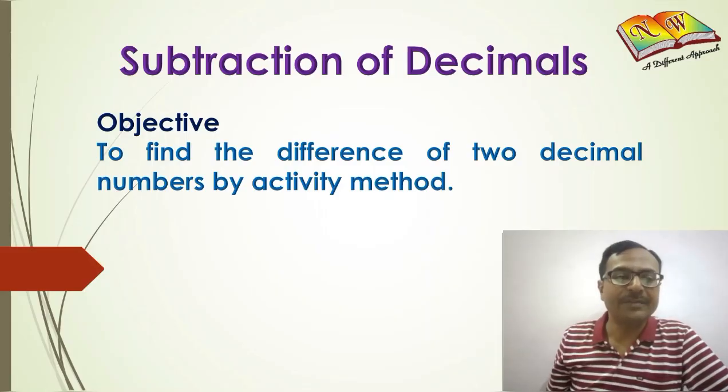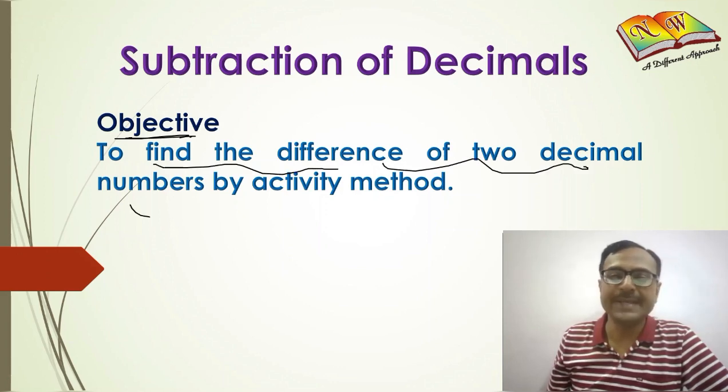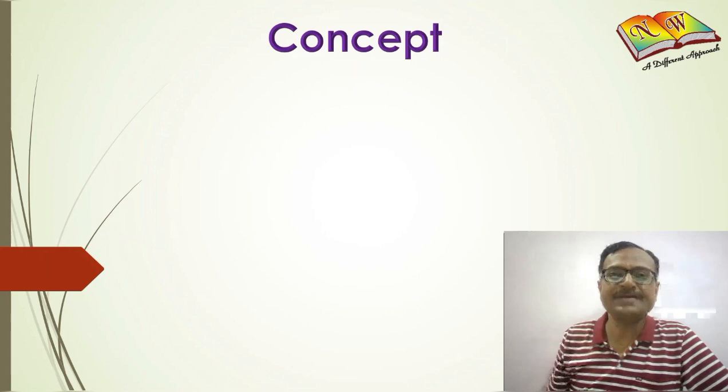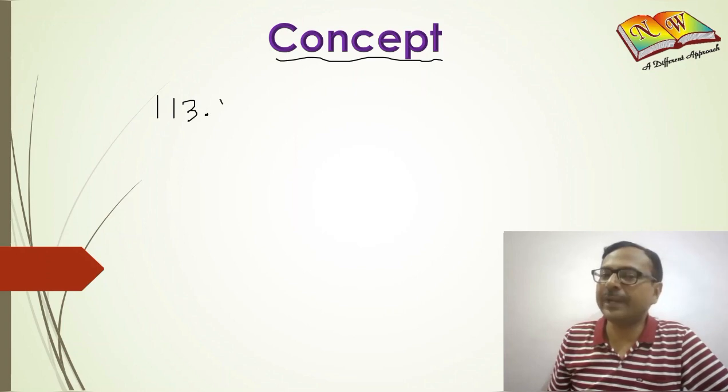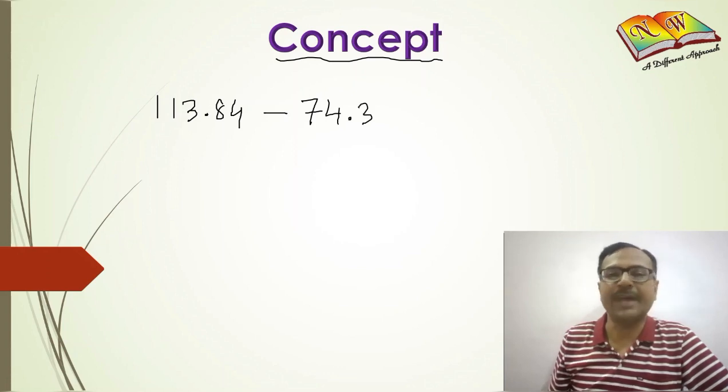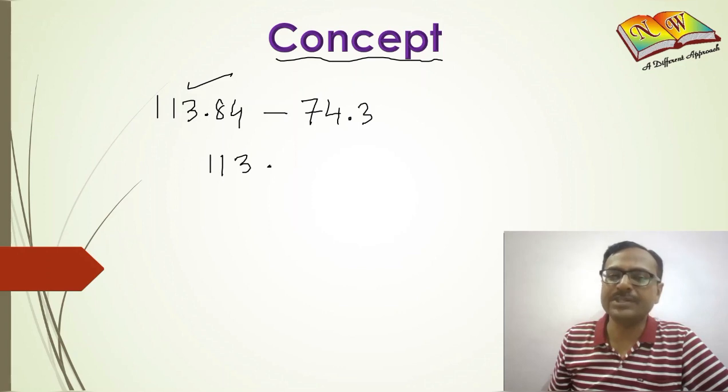The objective of this activity is to find the difference of two decimal numbers. Let's see the concept of subtracting decimal numbers. Suppose you have a number like 113.84 and you want to subtract a number like 74.3 from that. So the larger number is 113.84.